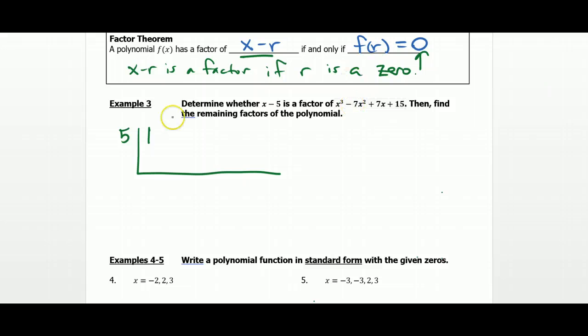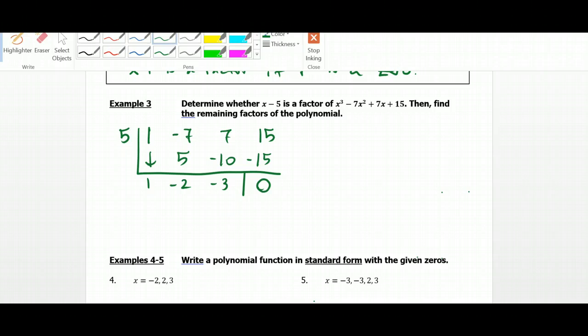So I'm going to have a 1, a negative 7, a 7, and a 15. And again, my goal is to get a 0 for my remainder. Because if I get a 0, that means that 5 is a 0 of the polynomial, and therefore x minus 5 is a factor. So let's see. I do my synthetic division, and I get a negative 15 when I multiply, so that gives me a 0 for my remainder. So that tells me, yes, in fact, x minus 5 is a factor of that polynomial.